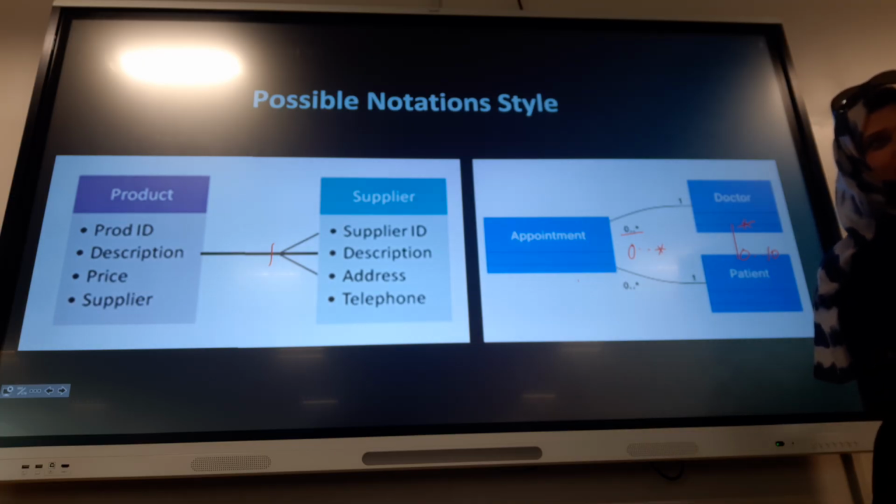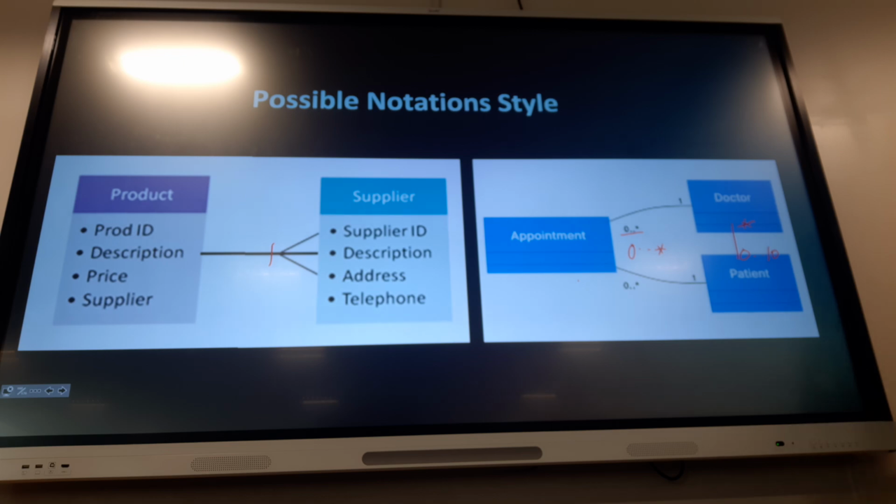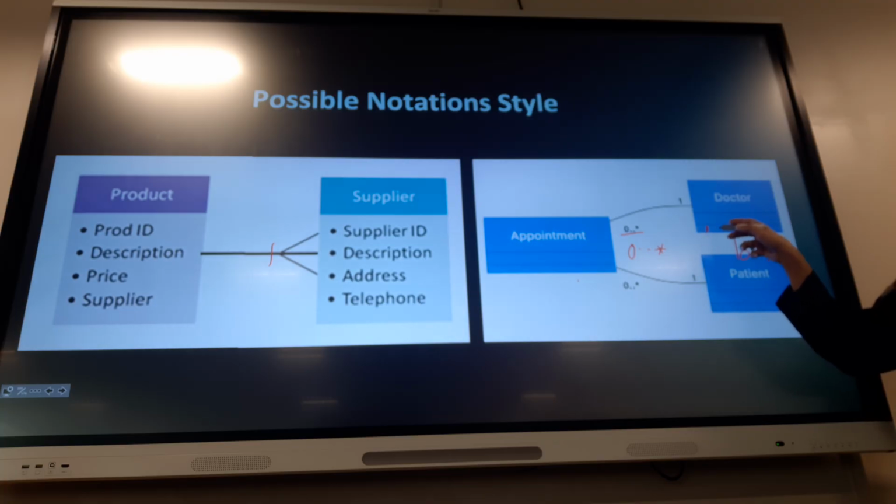For a patient, he is a patient, so he needs to go to the doctor. So we can't say it's zero, right? I can specify that every patient needs to have a doctor assigned. I'm saying the patient has to have a doctor, has to have an appointment. So this is a minimum of one, one to many.